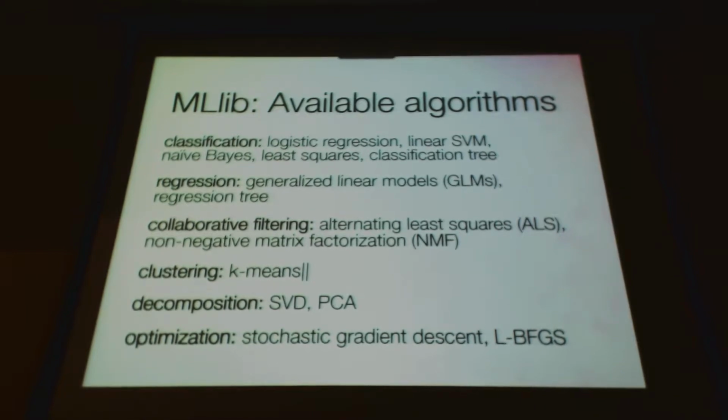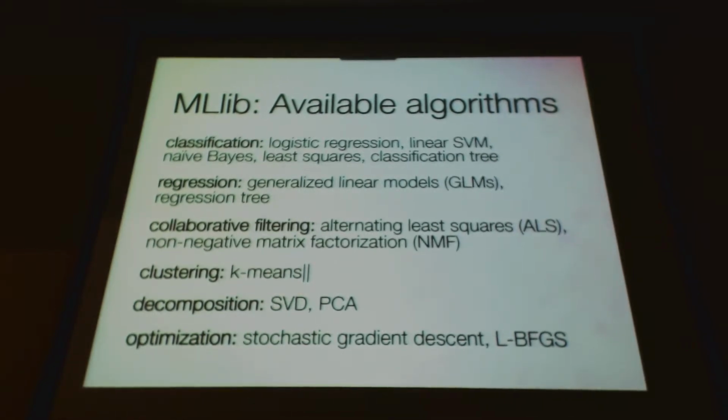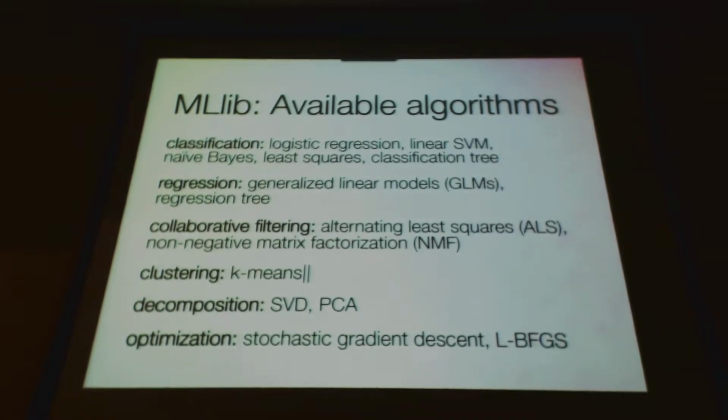So the available algorithms, there are lots. Most of these you're already familiar with. The basic linear models, nonlinear models, regression, clustering, decompositions, and optimizations. These are all at least there in some form, and they're constantly being improved upon. So improved upon usually means that they're being changed so that you can scale them up in all kinds of ways. And more algorithms will be added. People are adding them as we speak.